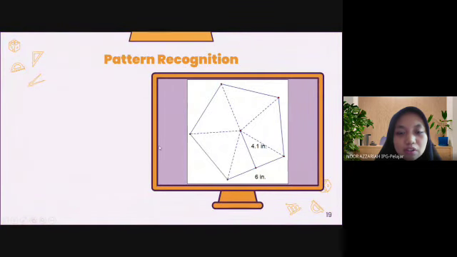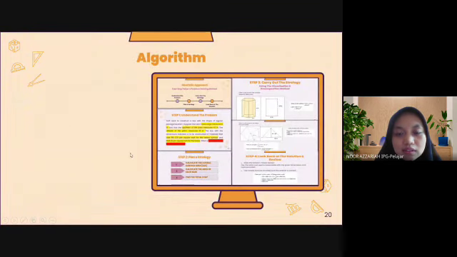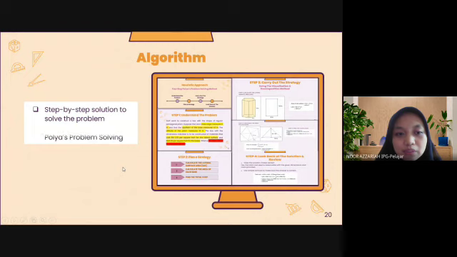Then pattern recognition. We need to find the similarities or regularities in the problem. For example, just now we found that a regular pentagon consists of 5 equilateral triangles. And then the concept of algorithm, which is the step-by-step solution to solve the problem. Just now I followed the 4 steps of Polya's problem solving method to solve the problem.